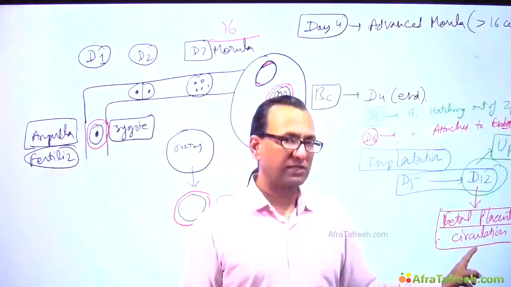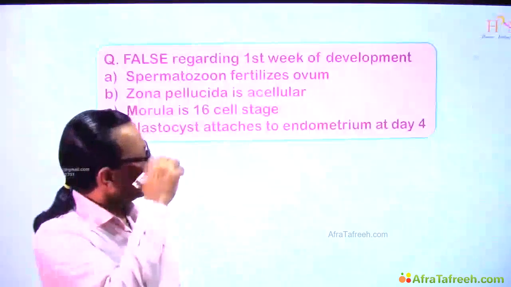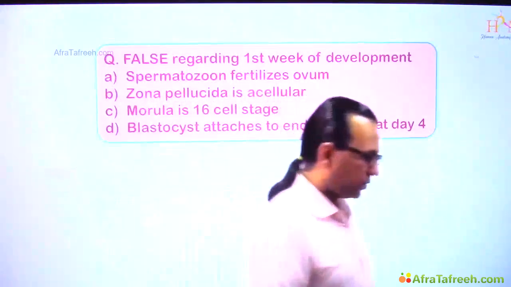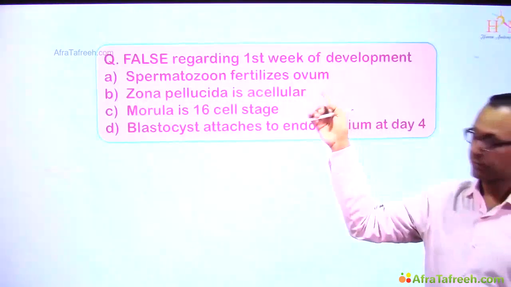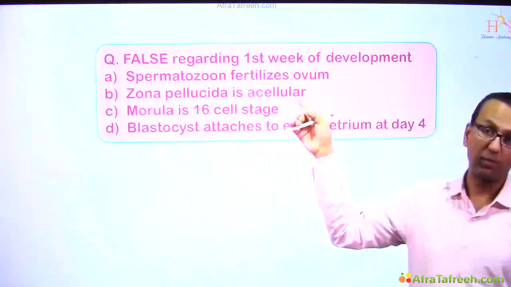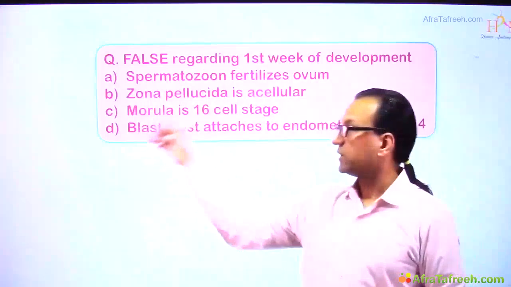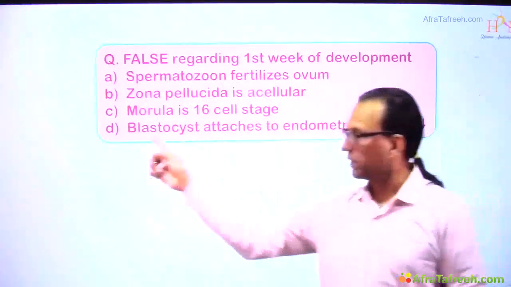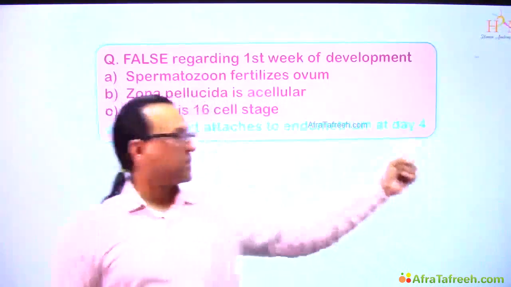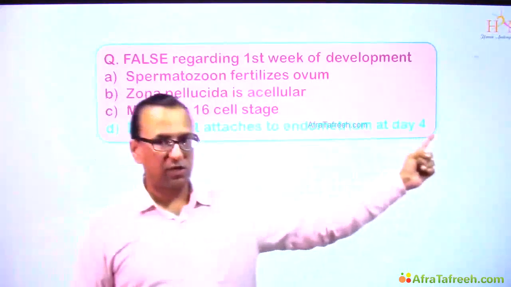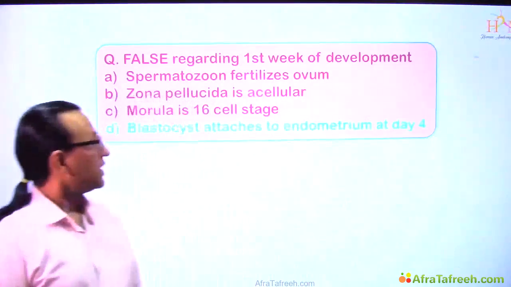We will draw a diagram for that as well later. This is the question we were focusing upon, as you can make out. Spermatozoa is fertilizing the ovum, of course. And the zona pellucida is an acellular glycoprotein membrane to attract the sperm. And more or less 16 cells? Yes, it is. But the blastocyst is attaching to the endometrium. See, this is your false statement. That is your answer because it is not day number 4, it is day number 6. That's what you have to remember.